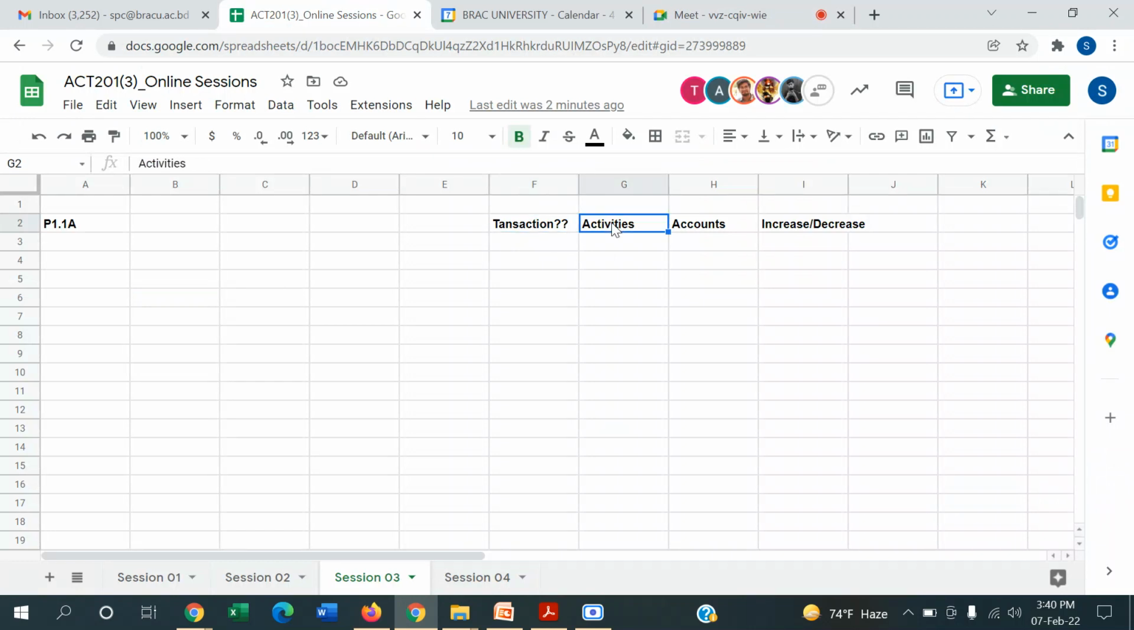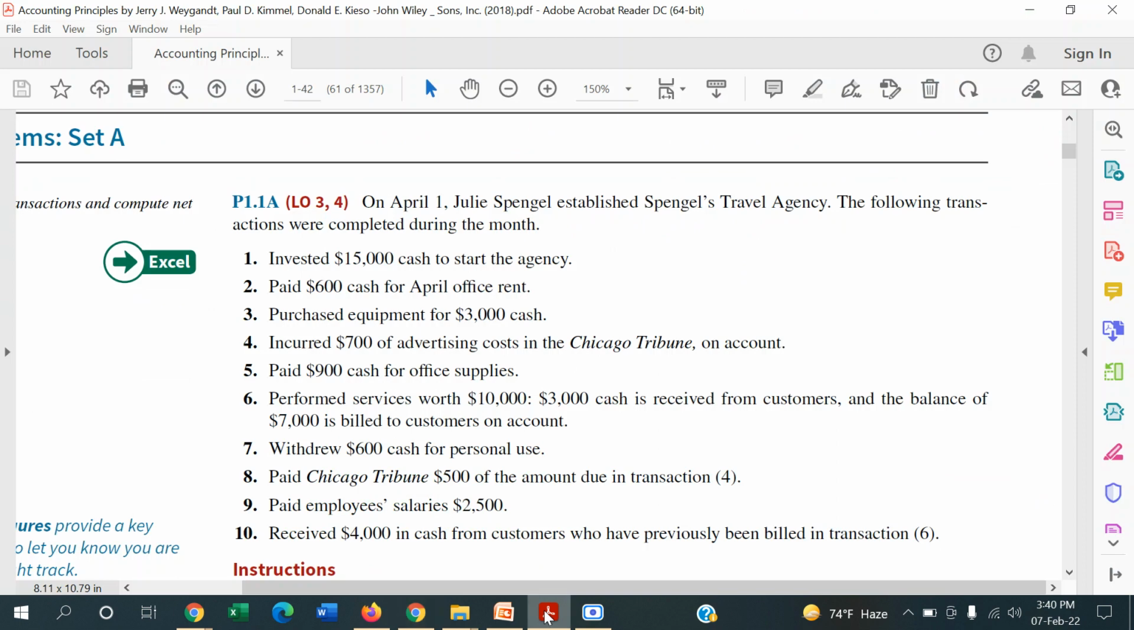If it is a transaction, what are the activities related with that? Then we'll find out what types of accounts these are and whether they are increasing or decreasing. Okay. Now it's up to you to do the assessment of these transactions or these activities.